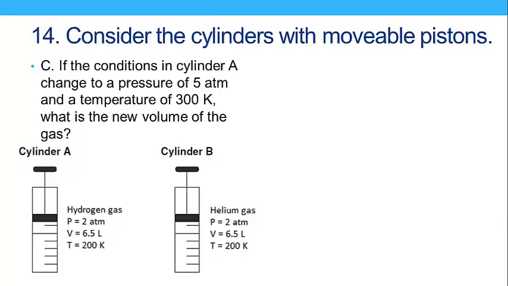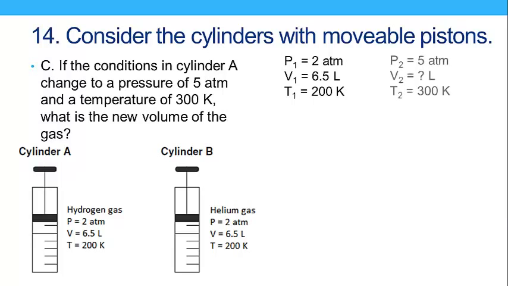If the conditions in cylinder A change to a pressure of 5 atm and a temperature of 300 K, what is the new volume of the gas? We started with a pressure of 2 atm, a volume of 6.5 liters, and a temperature of 200 Kelvin. The pressure increases to 5 atm and the temperature increases to 300 K. So we need to figure out what the volume is going to be.